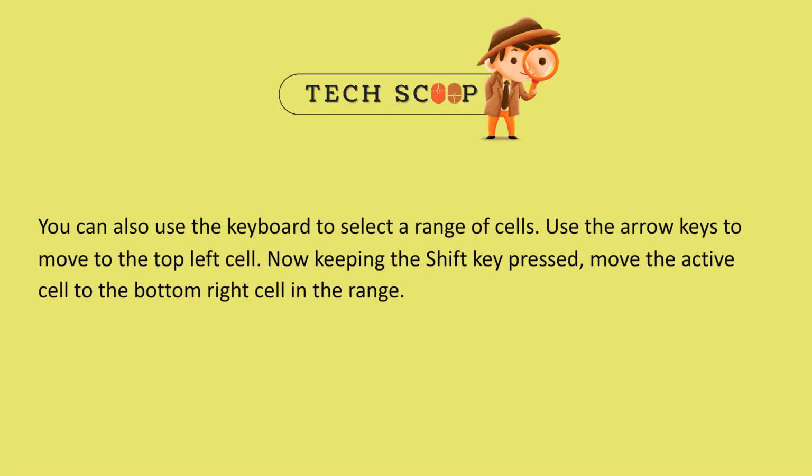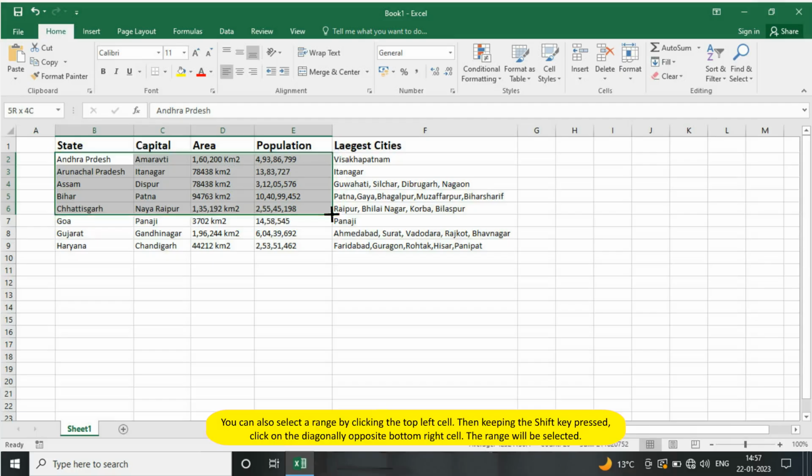TechScoop. You can also use the keyboard to select a range of cells. Use the arrow keys to move to the top left cell. Now, keeping the Shift key pressed, move the active cell to the bottom right cell in the range. You can also select a range by clicking the top left cell. Then, keeping the Shift key pressed, click on the diagonally opposite bottom right cell. The range will be selected.